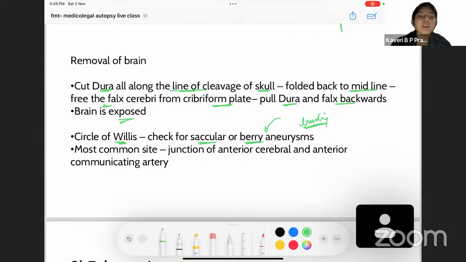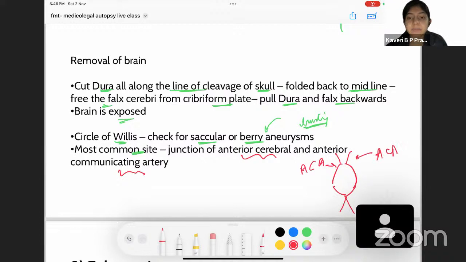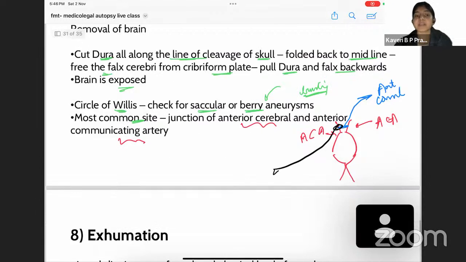And the most common site of berry aneurysm is the junction between the anterior cerebral artery and the anterior communicating artery. So where is it? If you look at the circle of Willis, this is the anterior cerebral artery, and this is another anterior cerebral artery. In between both, you have something. This blue arrow is showing you the anterior communicating artery. Now the black arrow shows the junction between the anterior communicating artery and the anterior cerebral artery, a place where you can commonly see a berry aneurysm. So you have to look at this point also whenever you're doing an autopsy.